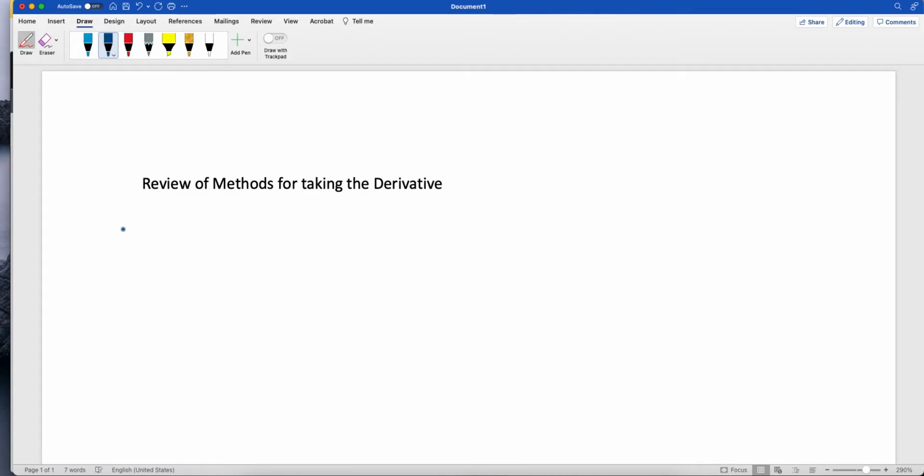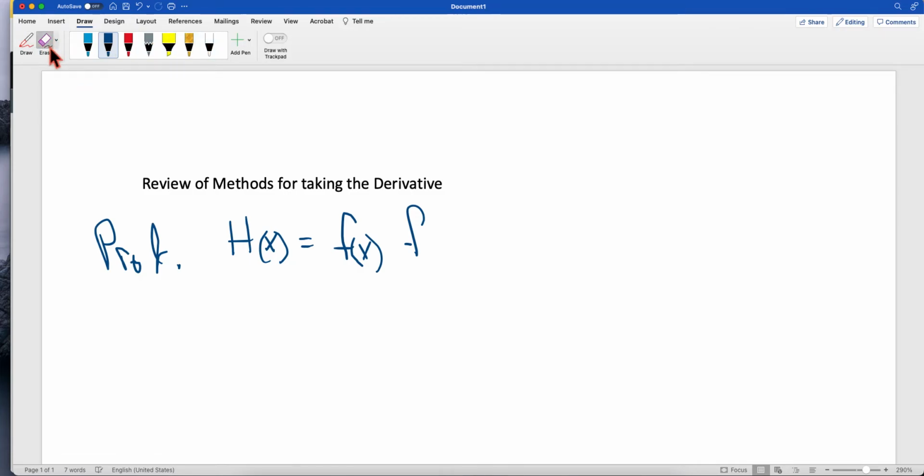So the product rule, that was kind of the first one we got. And that said, if we had some function that was actually 2 functions, oops, not 2 different functions, sorry.